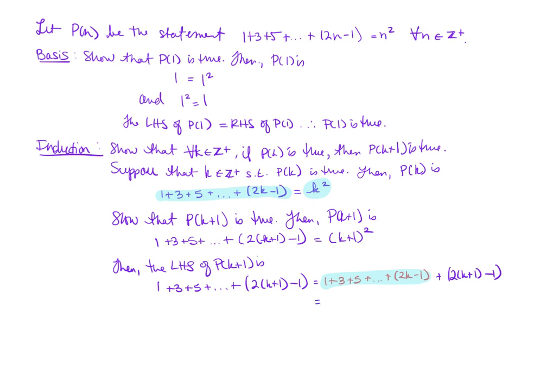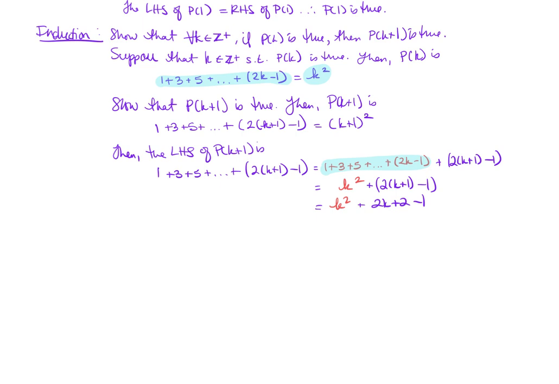So we end up here with k squared plus 2 times k plus 1 minus 1, or k squared plus 2k plus 2 minus 1. Let me scroll up a little here. Or k squared plus 2k plus 1, which happens to be k plus 1 quantity squared. And we already know this is our right-hand side, so actually the hard work is already done. The heavy lifting is finished.